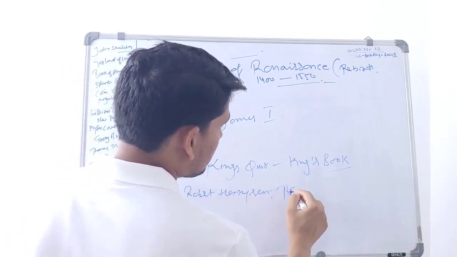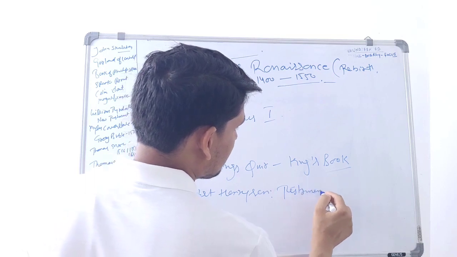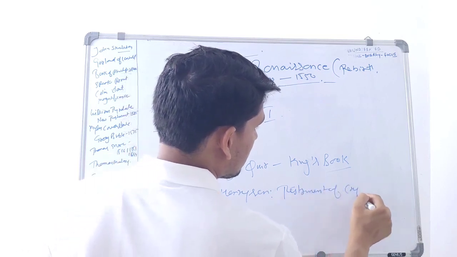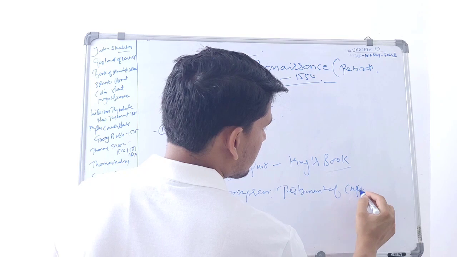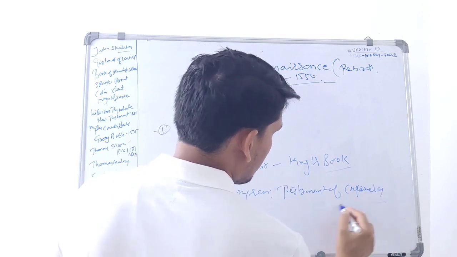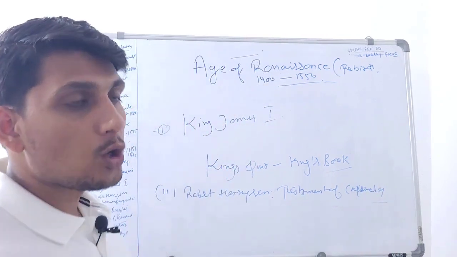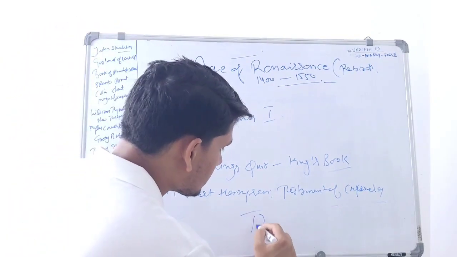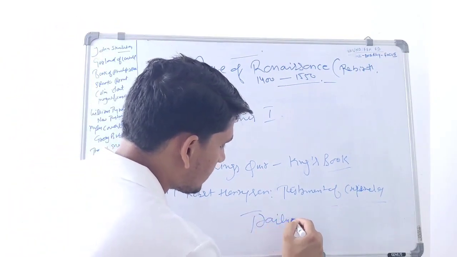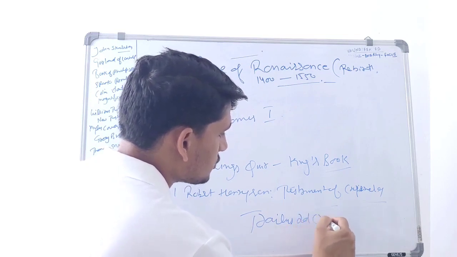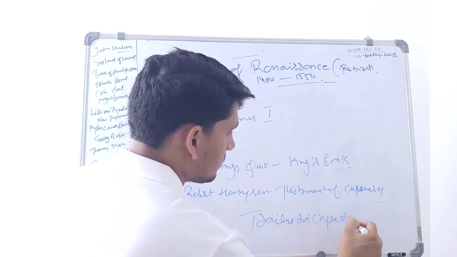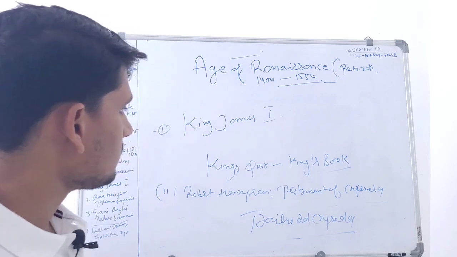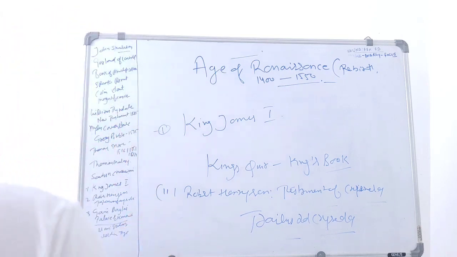Right, he wrote the Testament of Cressida, which is the continuation or the imitation of the work Troilus and Cressida, written by Chaucer. Right? Okay, so these are the two Scottish Chaucerians.